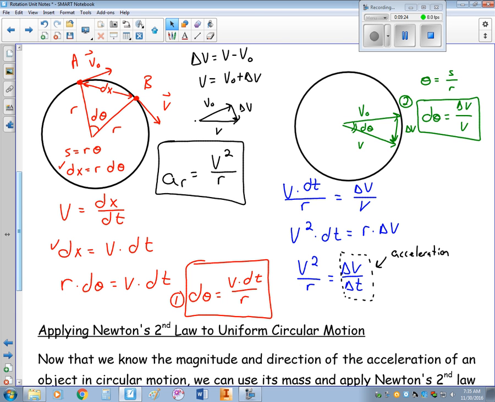Don't forget, our other bridge equation was v equals r times omega. So radial acceleration can also equal r times omega squared. So I'll let you think about the algebra for that. And it just comes from the fact that v equals r times omega.